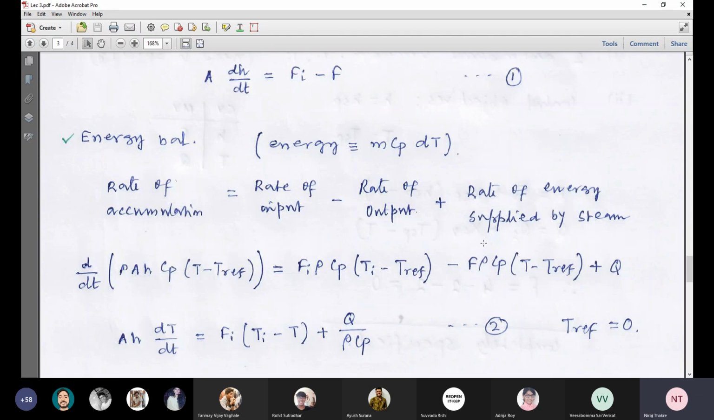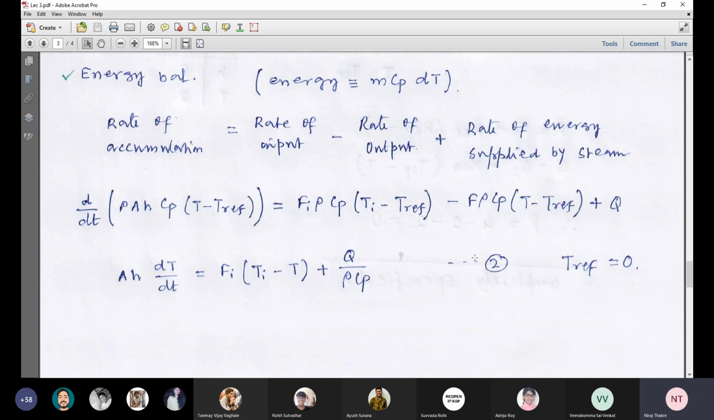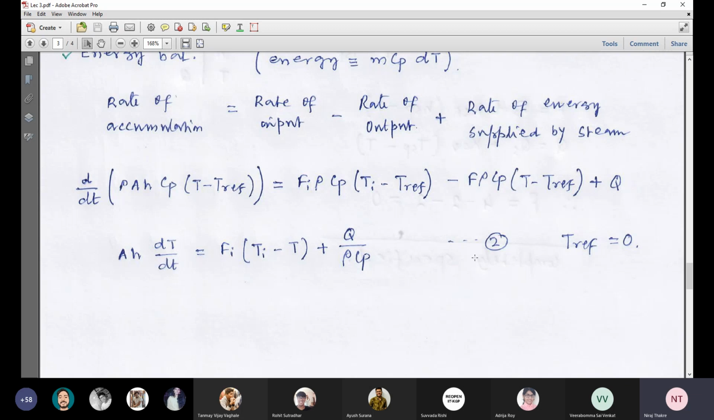Basically, we have two equations. You see, equation 1 and equation 2. We have two modeling equations for the heating tank system. Now we want to do the degrees of freedom analysis. Let us see how many variables are there. How many variables are there? Anyone can tell?